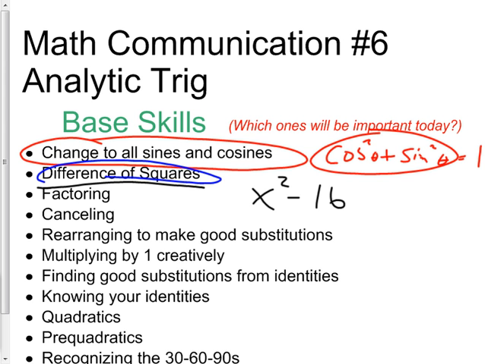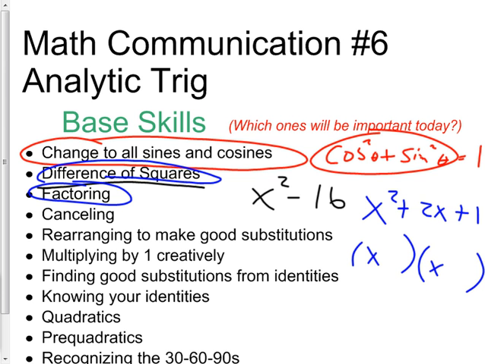Next thing is factoring. We already talked about factoring with difference of squares, but can you factor things like x squared plus 2x plus 1? I hope you can. If you don't know how to factor that, then you'll be really in trouble when it's sine of x squared plus 2 sine of x plus 1. Because if you don't get basic factoring, you really won't get it when it's got quadratics and trig functions.